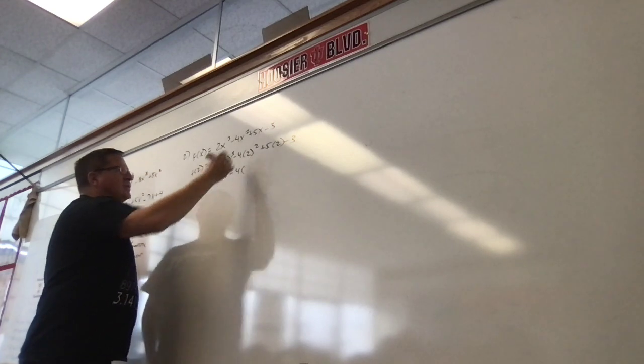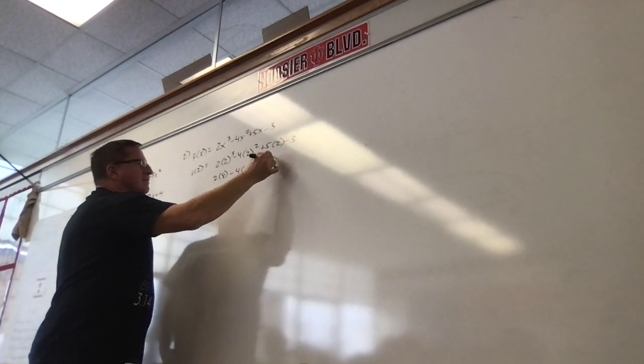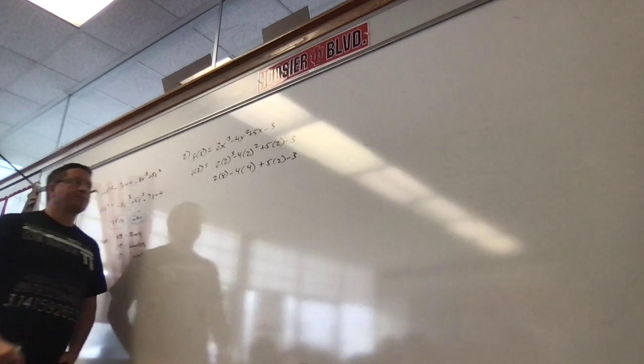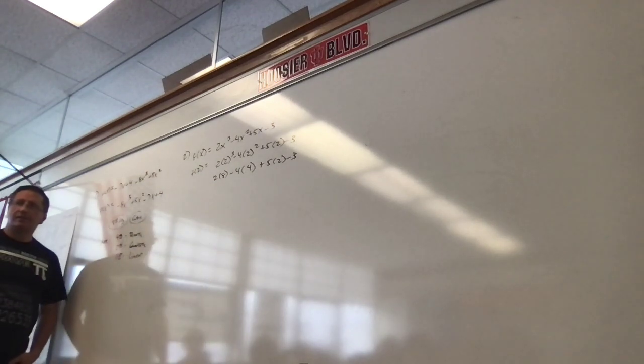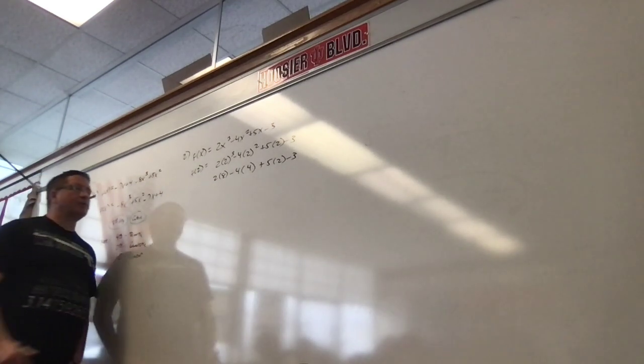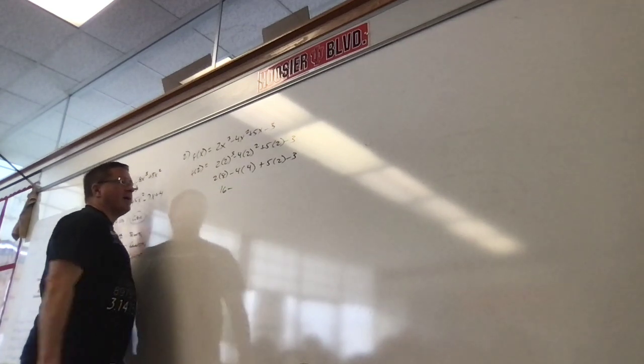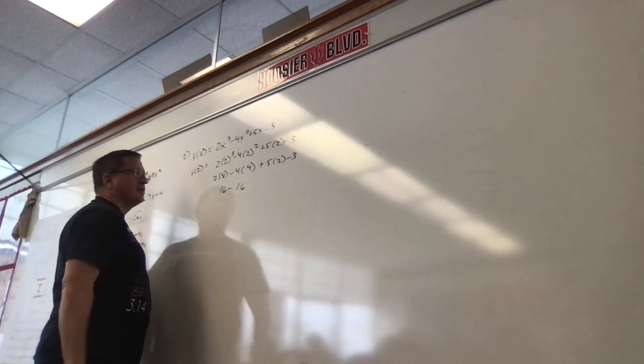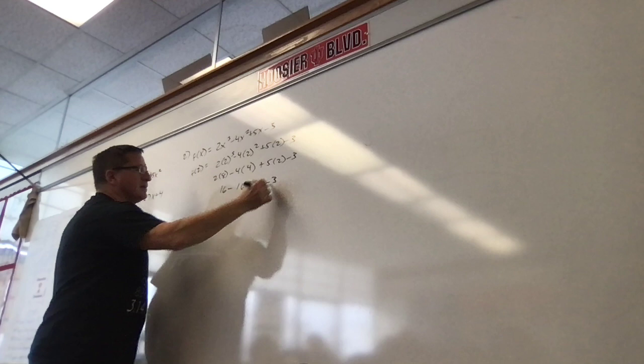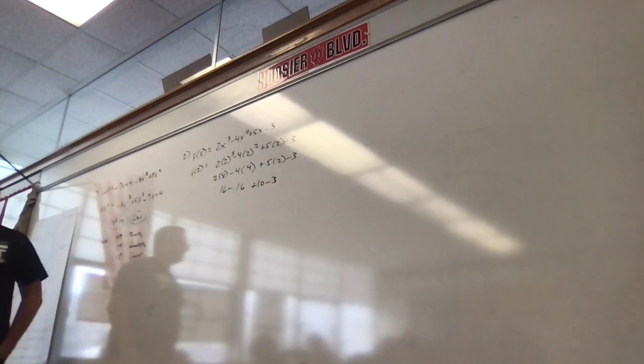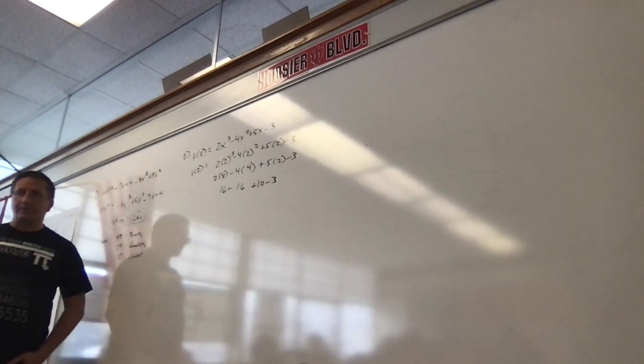Minus 4 times 2 squared is 4. Plus 5 times 2 minus 3. We did our powers first. Then we multiply. 2 times 8 is 16. Minus 4 times 4 is 16. 5 times 2 is 10. Take away 3. Again, we're back in middle school. Do you add first or subtract first?